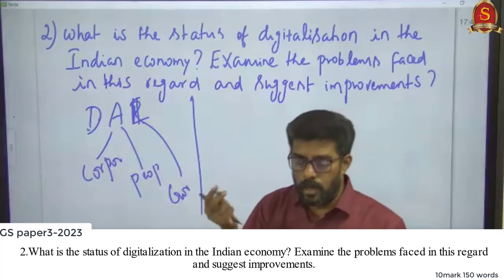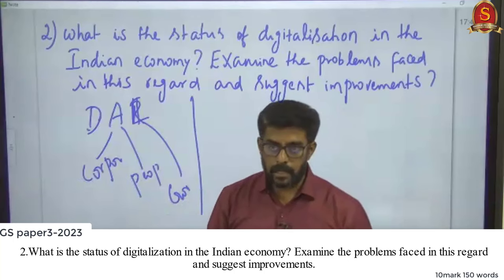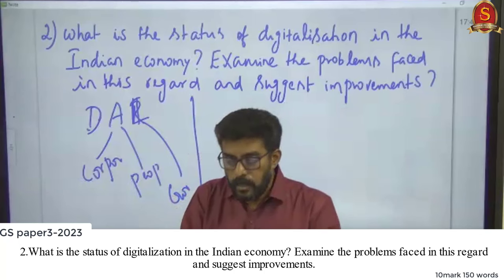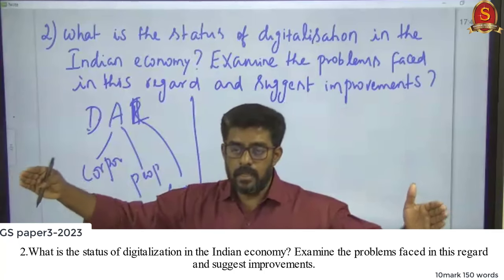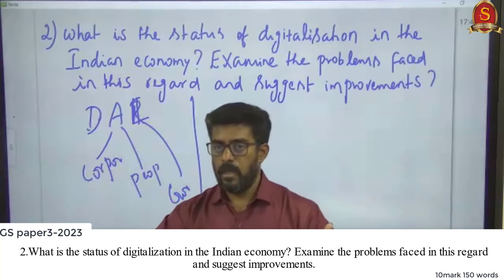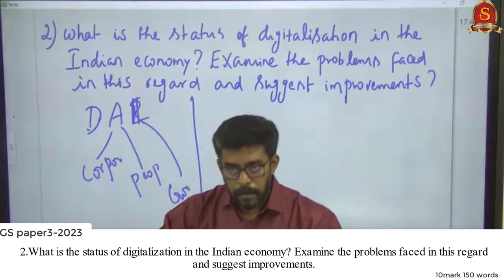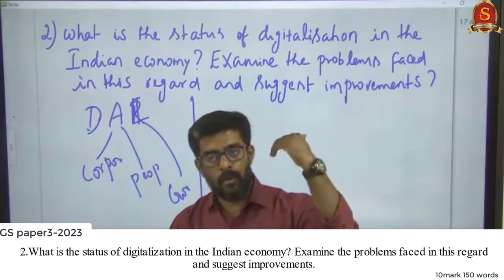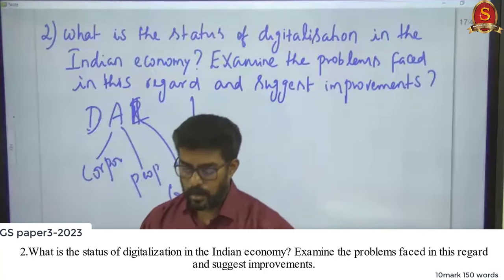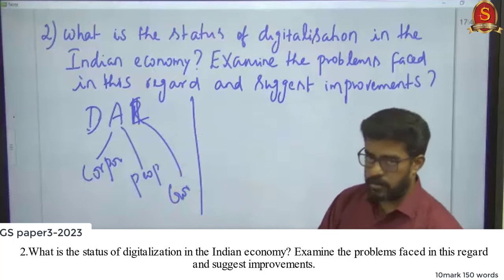Then you can write in this way also. The main impact of digitalization, what it can do to the economy of the country, is that it reduces the distance. Digitalization reduces the distance between the government and the people, or between a corporate and people, and between people and people. It reduces the barrier. Wherever you are, you can reach another person through digital technology. In this angle, you can write anything about digitalization as a small introduction.